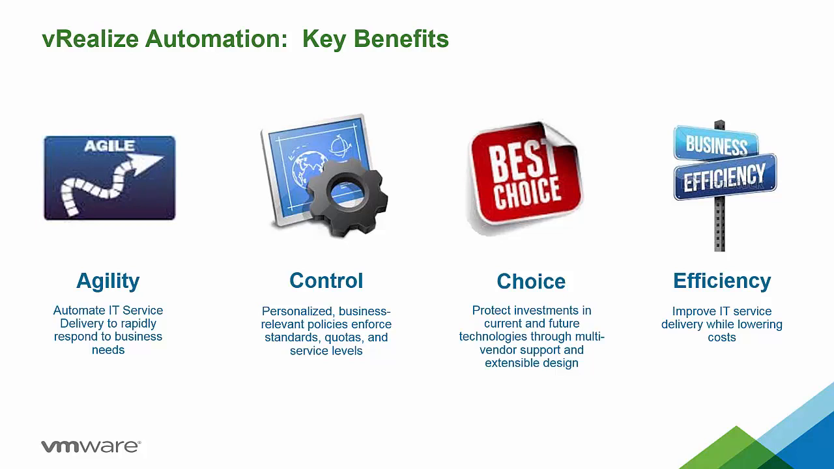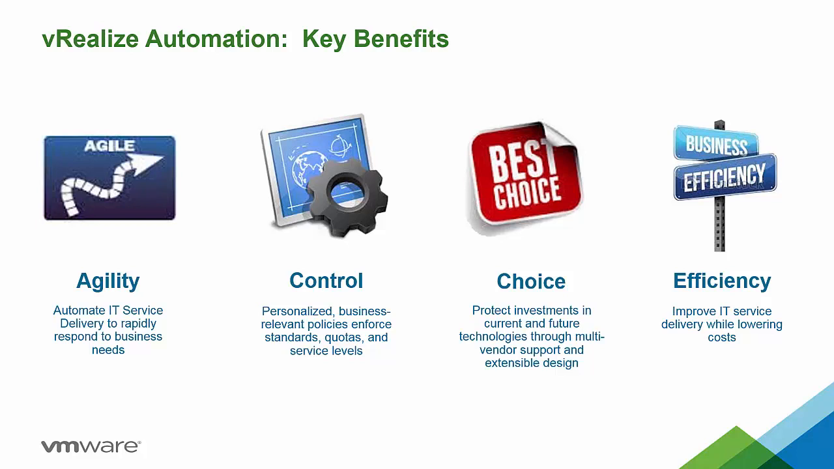And it also gives us choice. It protects us and our investments as far as current and future technologies, and we do that by offering multi-vendor support and extensible design with our products, and specifically with automation. By being able to integrate with our own products as well as other vendors' products, that ensures that both now and in the future, when you purchase vRealize Automation, it gives you the ability to continue to use it and carry through.